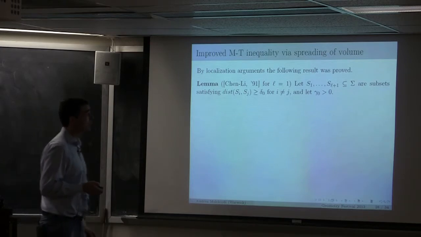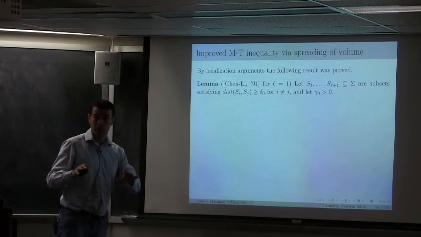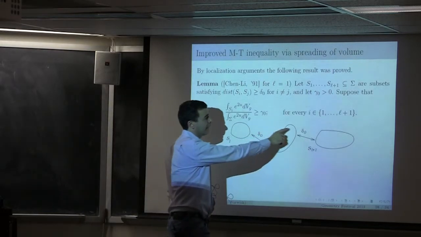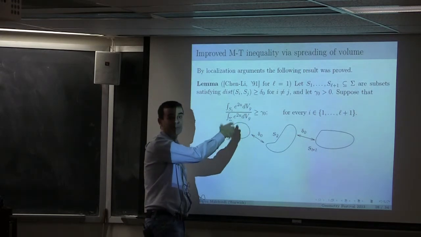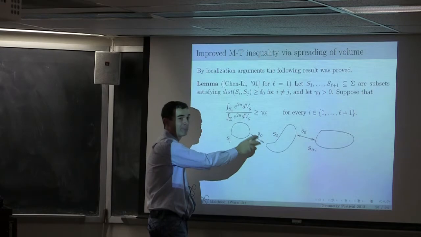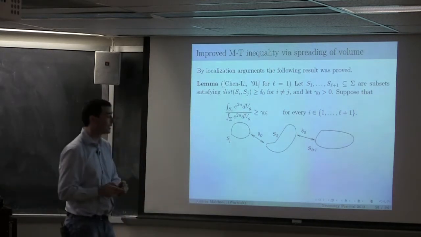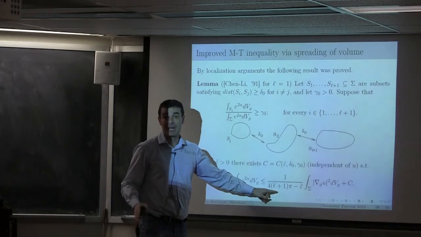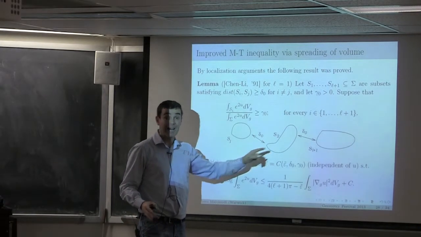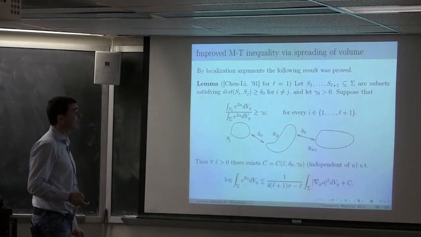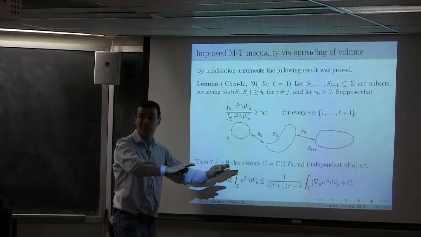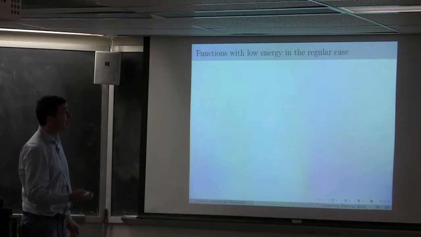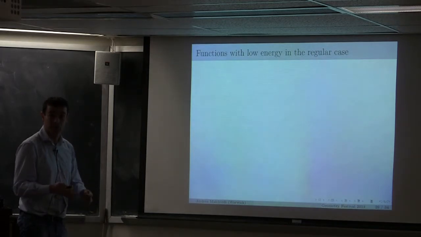So that's the statement. If you are able to spread the conformal volume over a certain number of subsets of the surface, so if you find L plus 1 sets, each of them containing a finite portion of the total volume, and assuming that they have positive mutual distance, then you can push down the constant from 1 over 4 pi to 1 over 4 pi times the number of regions you're considering here, up to an epsilon. All right, so what is the consequence? Spreading of conformal volume gives you a better constant here, which means a lower bound on the functional. On the contrary, if the energy is low, then you should expect concentration of volume.